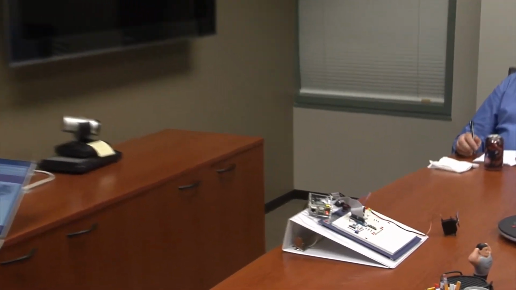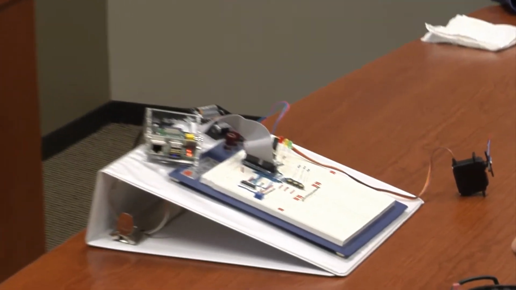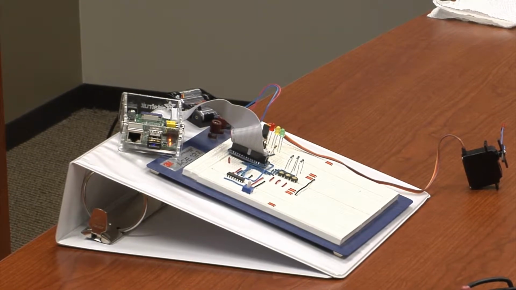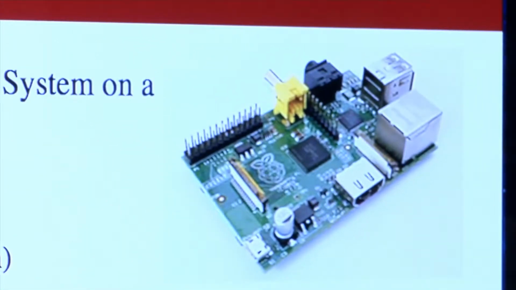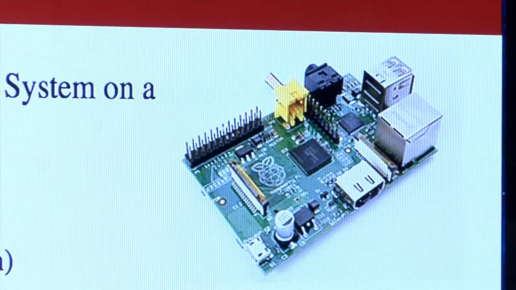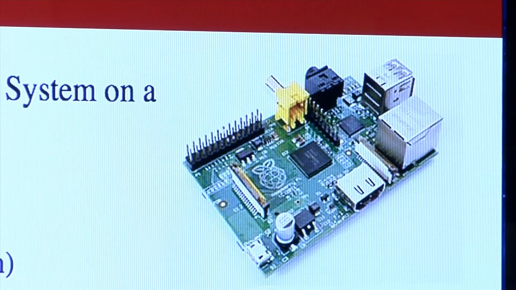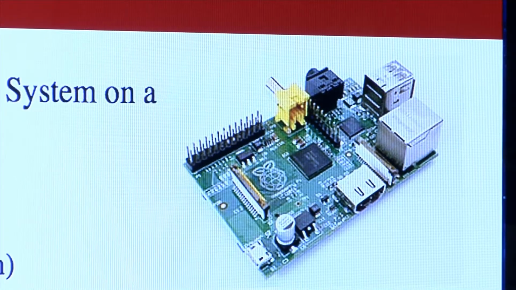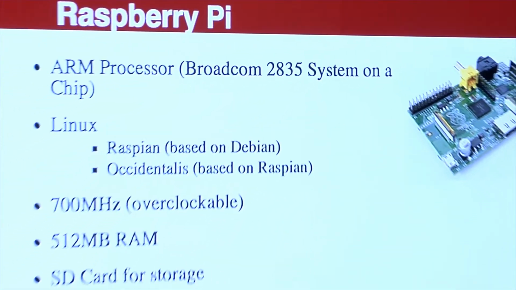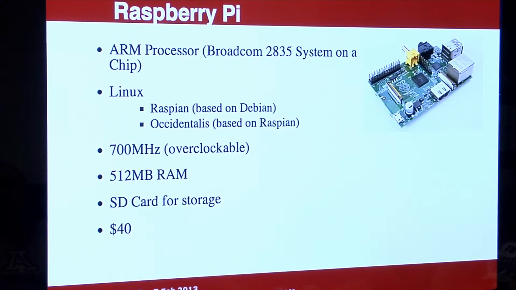right here. A better picture of it, though, is up here. Uses an ARM processor, Broadcom 2835 system on a chip, which pretty much the whole thing's on there. There isn't much else. If you look at the board, there isn't much else on there. Runs Linux, and it usually runs Raspbian, which is a version of Debian, and I'm running Occidentalis, which is based on Raspbian. It runs at 700 megahertz.